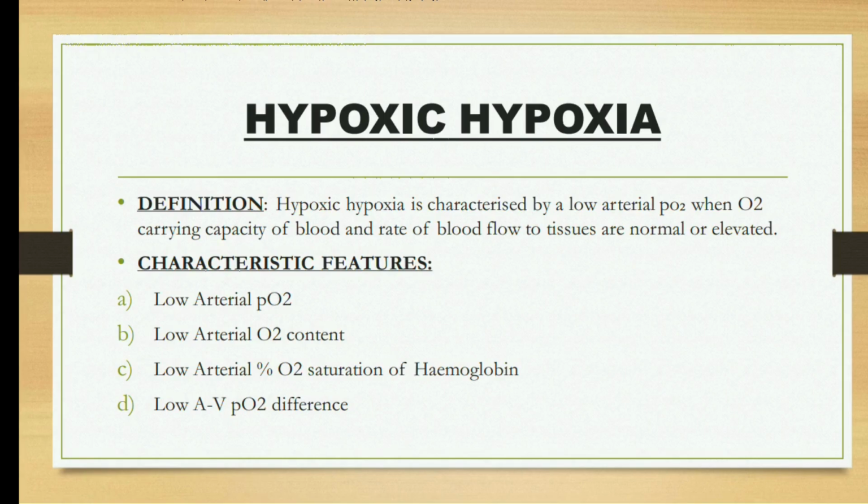Next, we have the characteristic features. It includes the low arterial partial pressure of oxygen, the low arterial oxygen content, the low arterial percentage oxygen saturation with hemoglobin, and the arterial venous partial pressure difference.